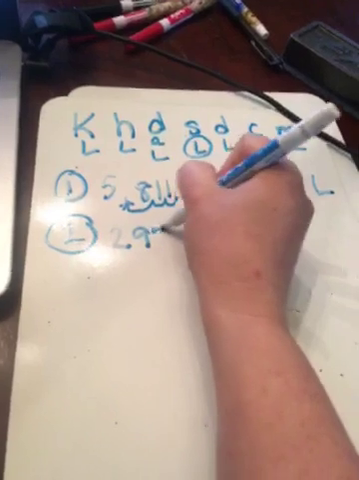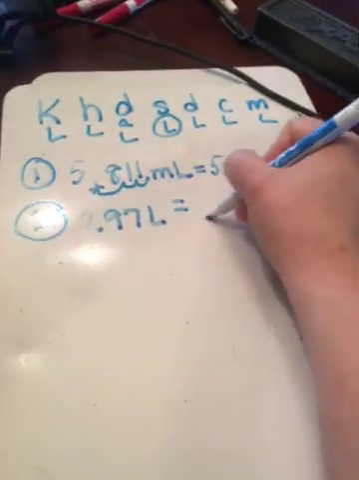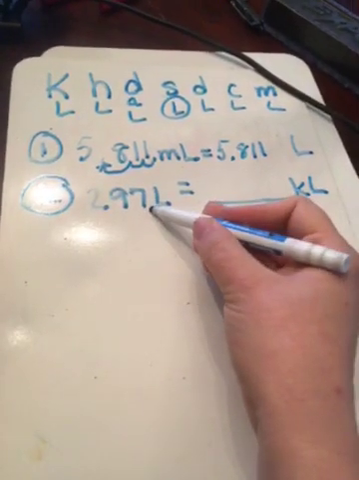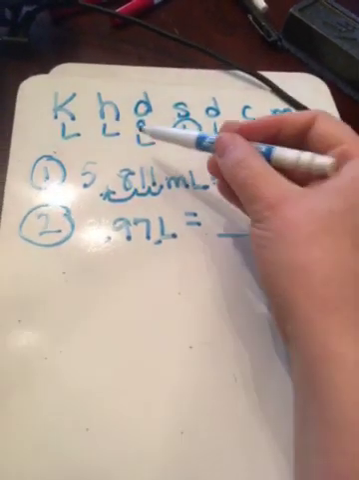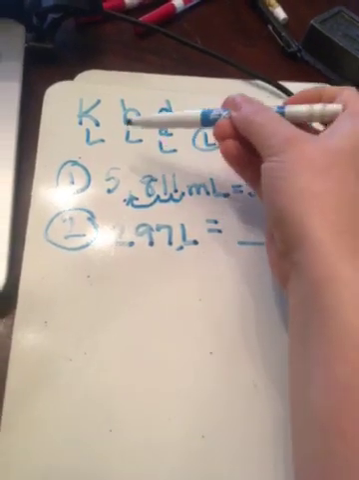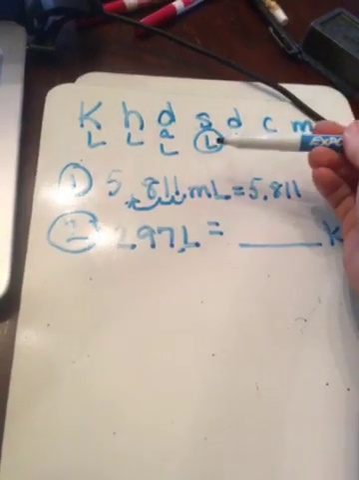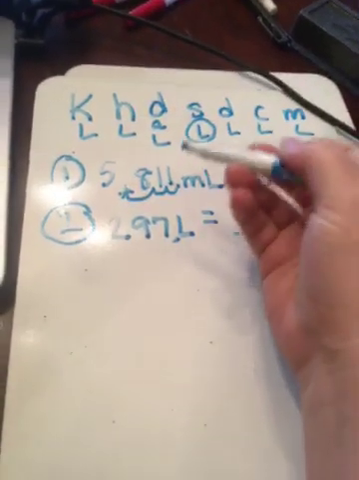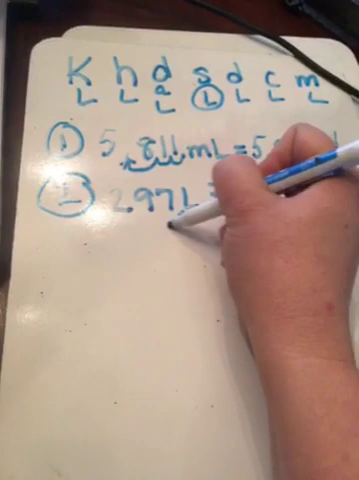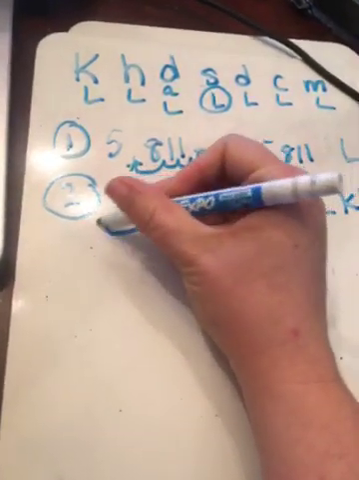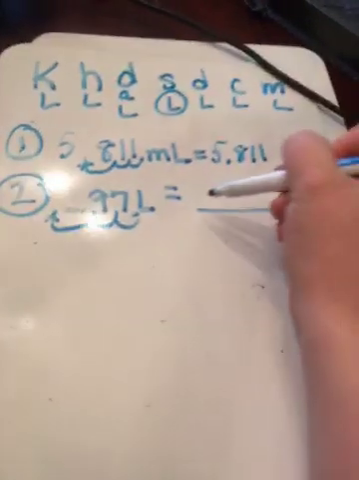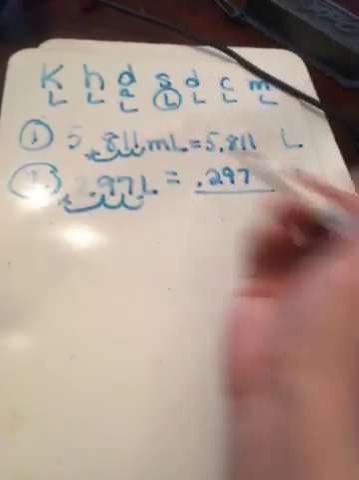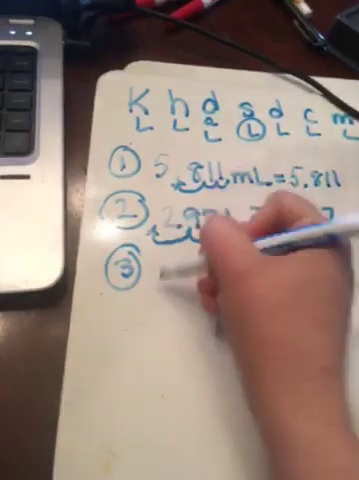All right, we have 297 liters equals how many kiloliters? In this one, liter actually has a decimal point here. And if we're going from liters to kiloliters, we are 10, 100, 1,000 away. And we're going from small to big, so we're going to divide by 1,000. That's 3 loops over to the left. 1, 2, 3, and that puts a decimal point in front of the 2, making it decimal point 297. All right, number 3.